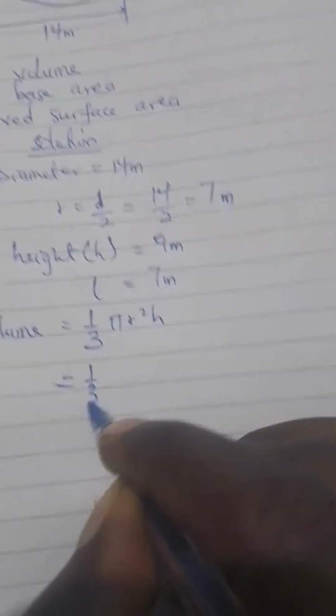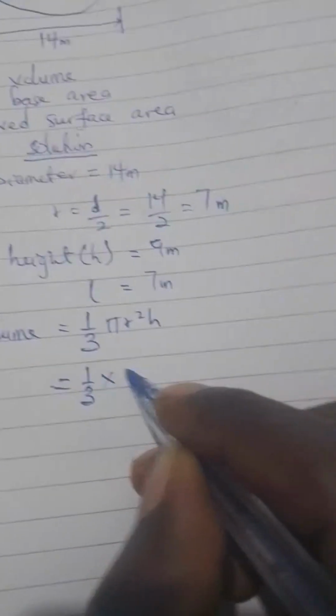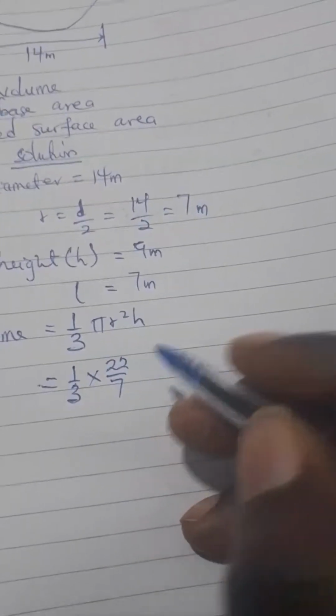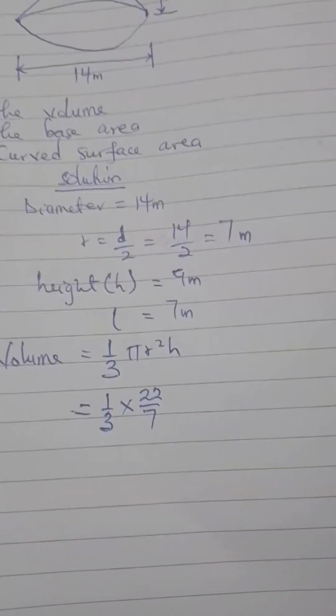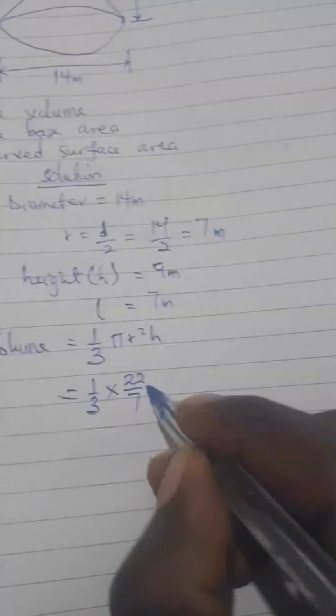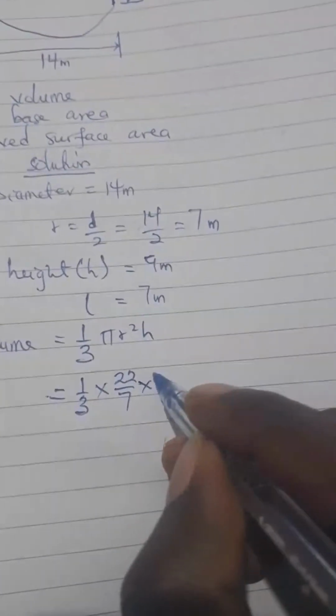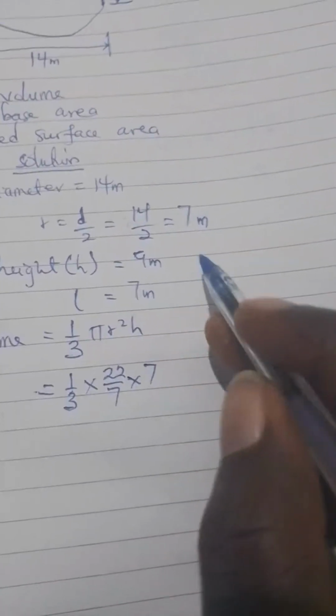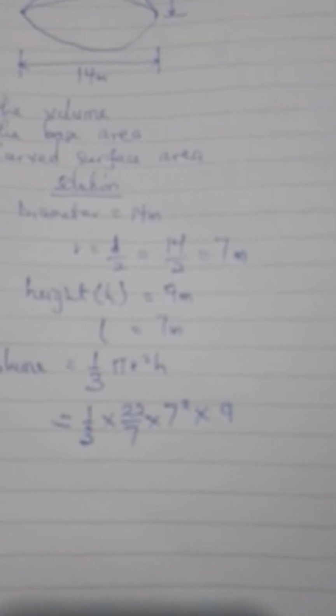Then we have 1/3 times pi, that will be 22 on 7. Pi can take the fraction or the decimal. The fraction will make our work simple. Then the radius is 7, so that is 7 squared. And the height, the perpendicular height, is 9.